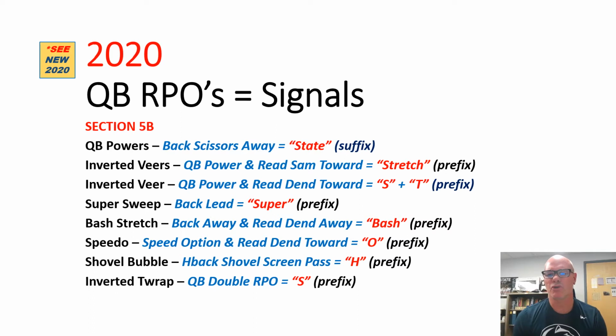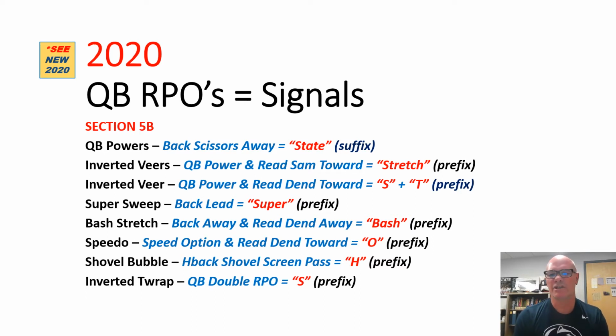Want to go over and show you our signals and talk about our terms for quarterback RPOs. The key to this is we're going to use our core RPO terms and simply use either a prefix or a suffix, verbal term and signal as a tag to change this to quarterback RPOs.